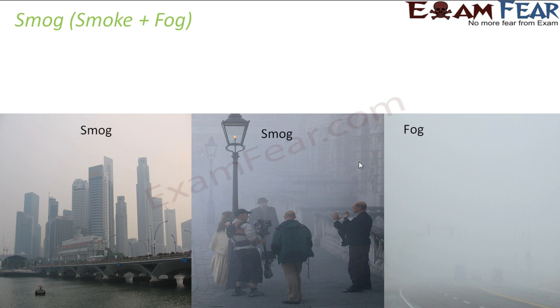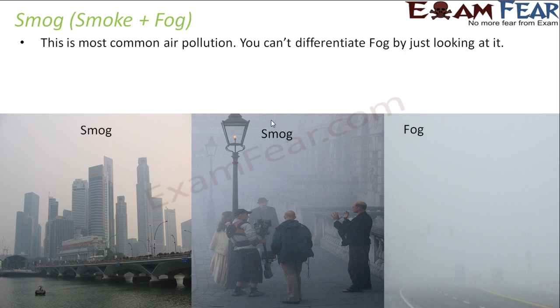Now we'll talk about a new term called smog. Smog is something smoke plus fog. If you see, in the three pictures I have shown, the two are smog. The one, if you see the red ones, the normal ones, and they have fog. This smog is smoke plus fog, right? And they are the most common air pollution. And actually, you can't differentiate between smog and fog just by looking at it.